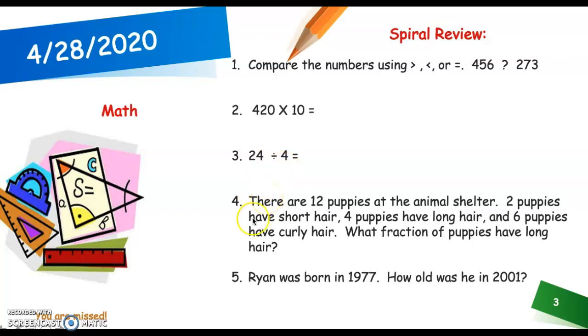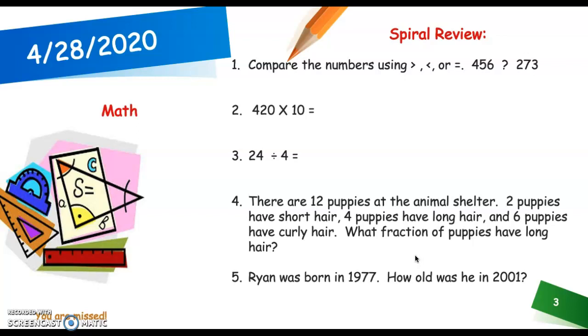For number 4, it's a word problem, and it says there are 12 puppies in an animal shelter. 2 puppies have short hair, 4 puppies have long hair, and 6 puppies have curly hair. What fraction of the puppies have long hair? So think about all the cute little puppies in the world, and then just think about them in a group of 12, and then you have 2 with short hair, 4 with long hair, and 6 with curly hair. They want the fraction for the puppies with long hair. I'll say it again. Long hair.